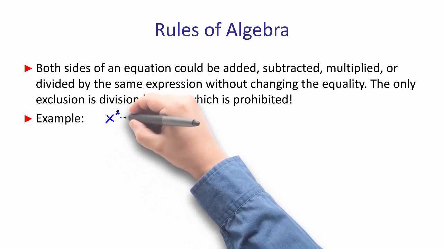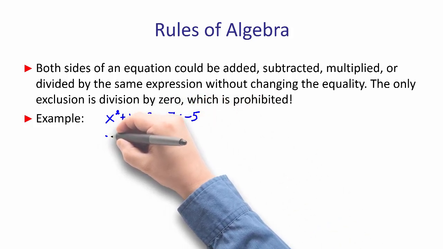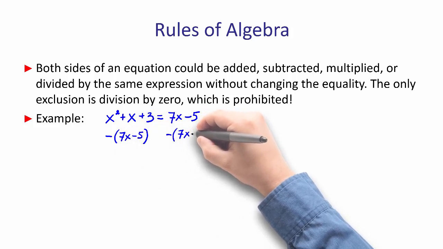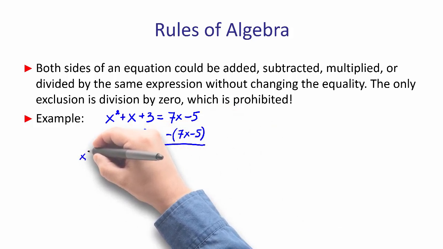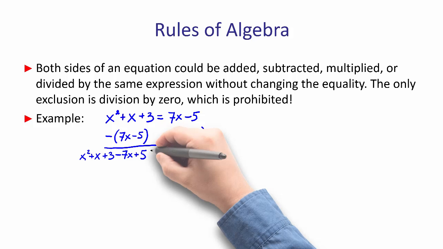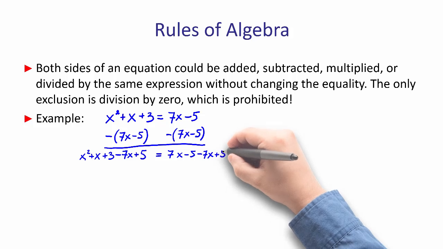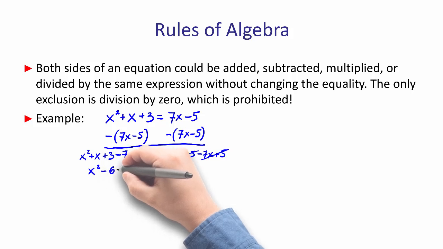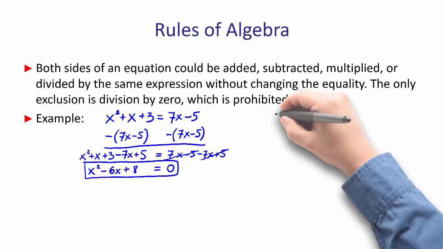We have an equation x squared plus x plus 3 equals 7x minus 5. For example, we want to subtract 7x minus 5 from both sides of that equation, keeping the equation true. So what we will get on the left side is x squared plus x plus 3 minus 7x plus 5. And on the right side, we will have 7x minus 5 minus 7x plus 5. Pay attention that on the right side, everything cancels out and leaves us with 0. And on the left side, you have x squared minus 6x plus 8, and then it equals 0.